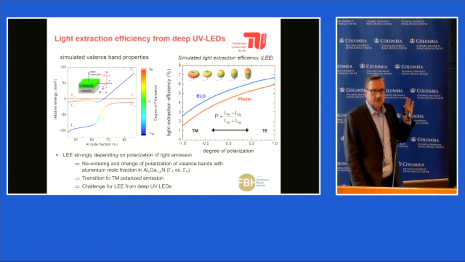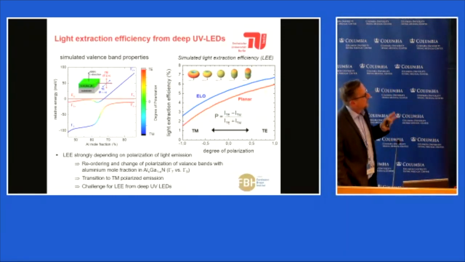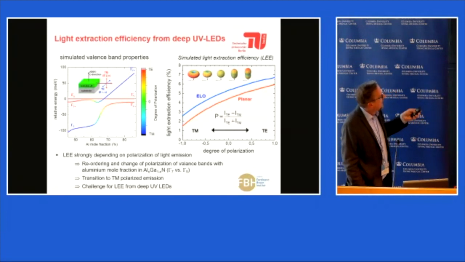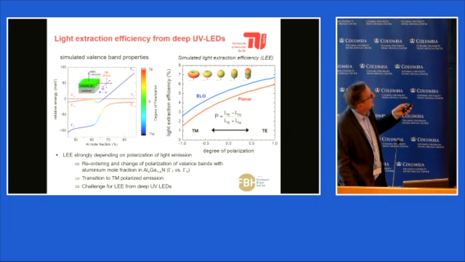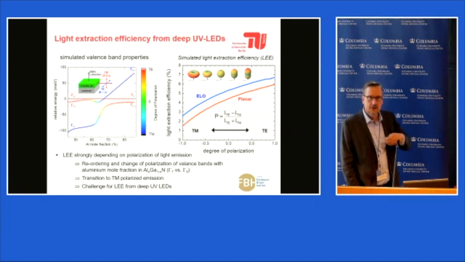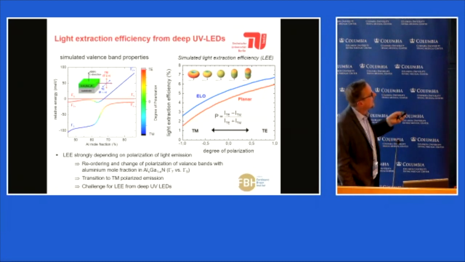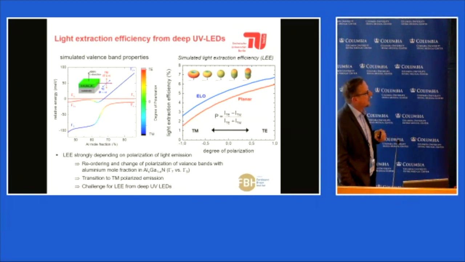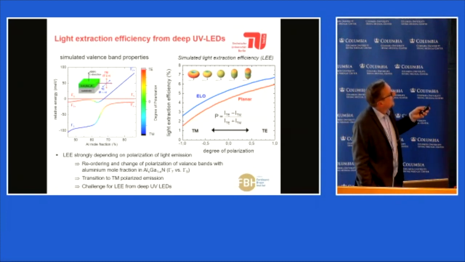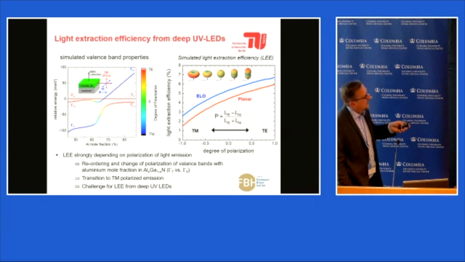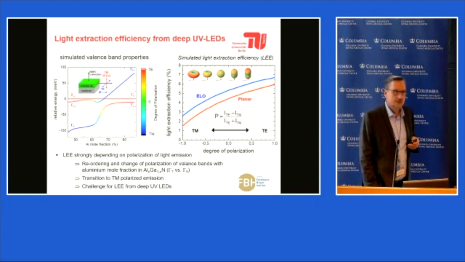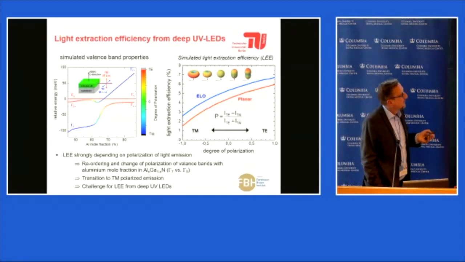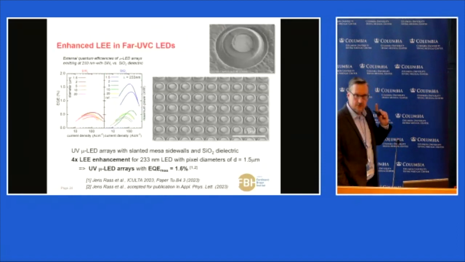Light extraction is a fundamental problem also because of the change in the band structure of the semiconductor. When you go from low aluminum containing layers, which have mostly TE polarized emission that can be easily extracted perpendicular to the surface, to high aluminum, TM polarized emission, which actually likes to travel in the plane of the semiconductor layers, and therefore is harder to extract. And we can calculate the light extraction efficiency with Monte Carlo ray tracing simulation, as you can see here, with a factor of 4 that you lose with this drop. But you can do something about it.